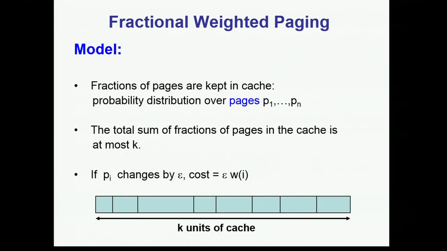I want to go quickly. So, what is the fractional model? We can maintain in the cache fractions of pages, as long as, if k is the size of the cache, the sum of these fractions does not exceed k. If we have a request for a page, and half of it is already in the cache, we need to load the other half, and that would cost us half of the weight of the edge.